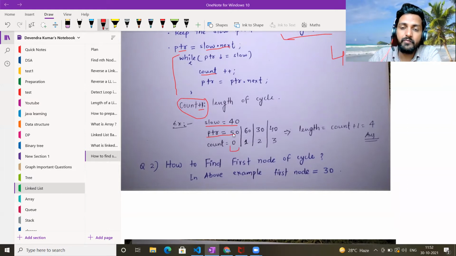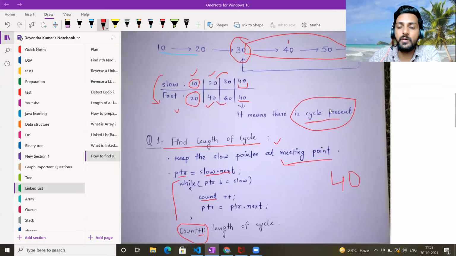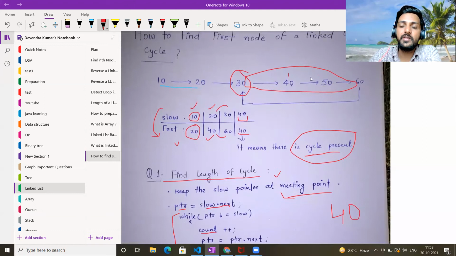Right now 50 to 60 count will be 1, 60 to 30 count will be 2, 30 to 40 count will be 3, and length of the cycle will be count plus 1, which is 4. So you can see count plus 1, which is 4. So in this example the length of cycle is nothing but 4.